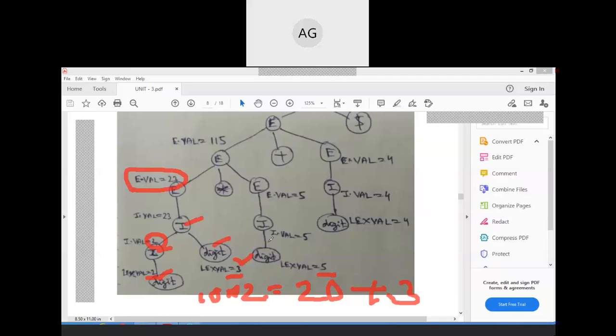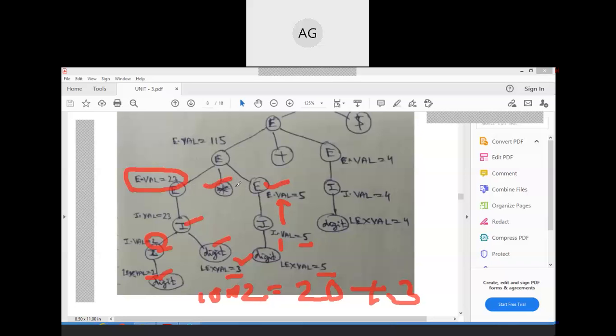And as there is no operation performed, this value is populated upward. So this 5 is populated upward, and this 5 is populated upward. So this E contains the value 5. Now as you can see here, we need to perform this operation, the multiplication operation.